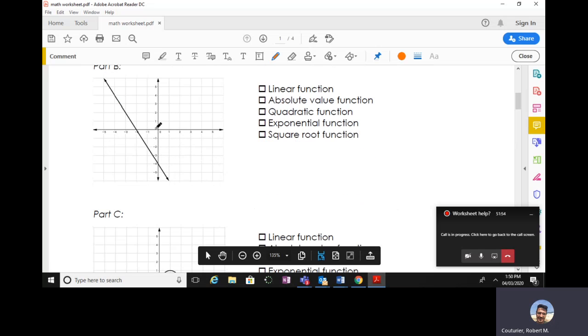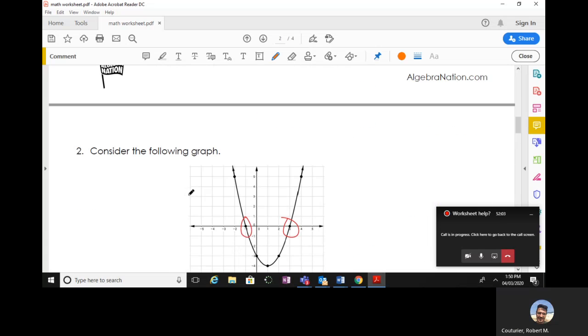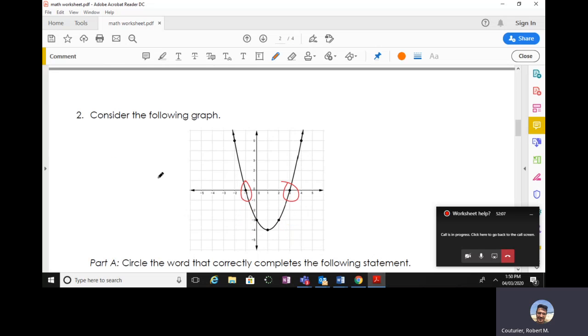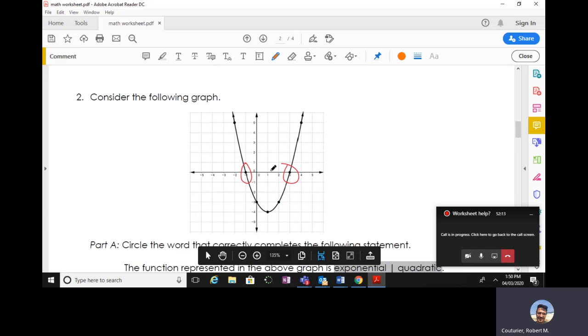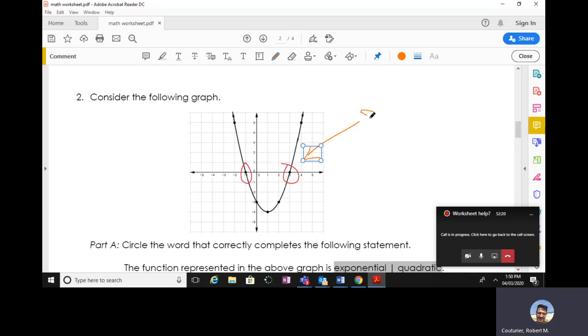Then they want you to identify what type of line this is. Is it linear? Is it absolute value? Whatever. Same for this one. Number two is all going to be about considering this graph. Look at some of the key points that we have on this graph. Notice these are your x-intercepts. These are your solutions.